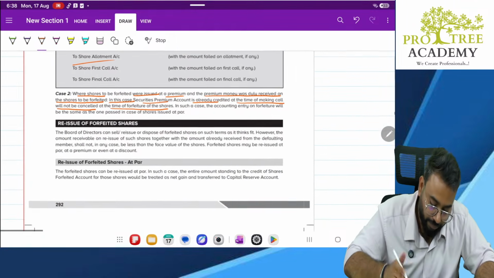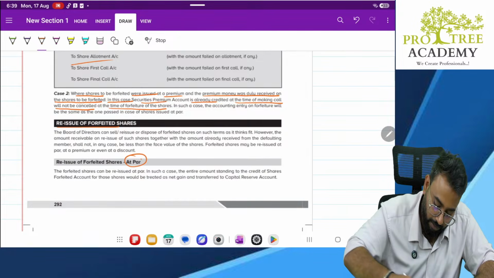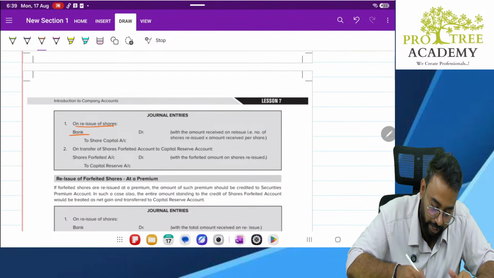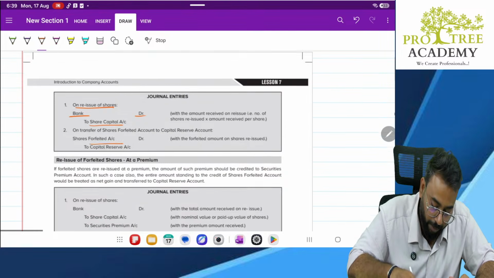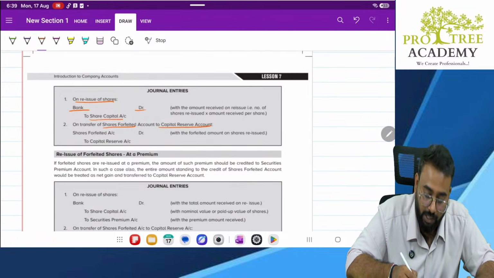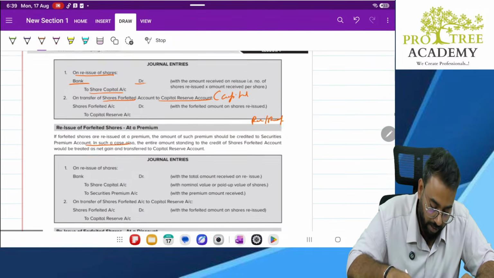Clear? Okay. Next, reissue of forfeited shares. If issued at par, we have already seen the journal entries. On reissue of shares, you will receive the money, so bank account debit to share capital account. Then you have to transfer the forfeited account to capital reserve account. Why? It is in the nature of capital profit. That is why we pass it to capital reserve account.